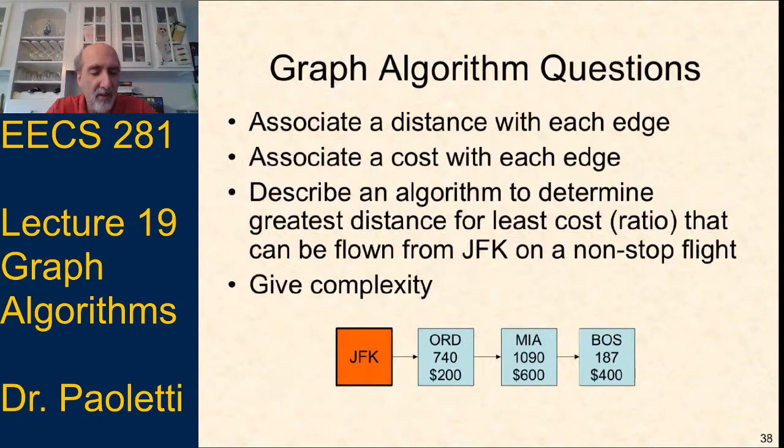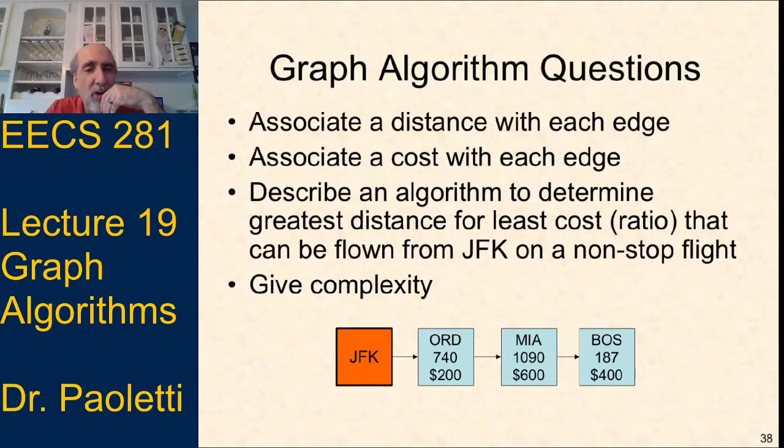Not too bad. Okay, how about another question? If I've got a distance associated with each edge, and I want to associate not just a distance but also a cost, so I'm going to put two values in there: a distance in miles and a cost in dollars. It says I want to know how I can determine the greatest distance for the least cost, the best ratio that can be flown from JFK to somewhere else. So I'm leaving New York.